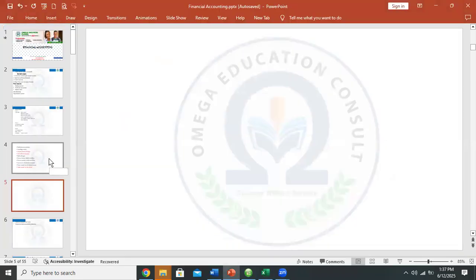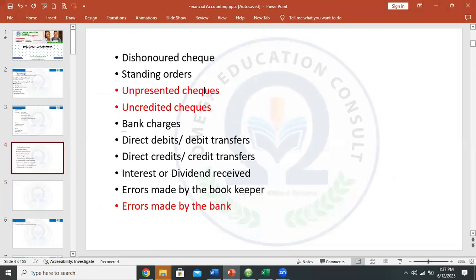Yes. So let's visit again. Unpresented checks, uncredited checks, and then errors made by the bank. These are the things we adjust on the reconciliation statement. So we've just demonstrated the first two. What is left is the error made by the bank.